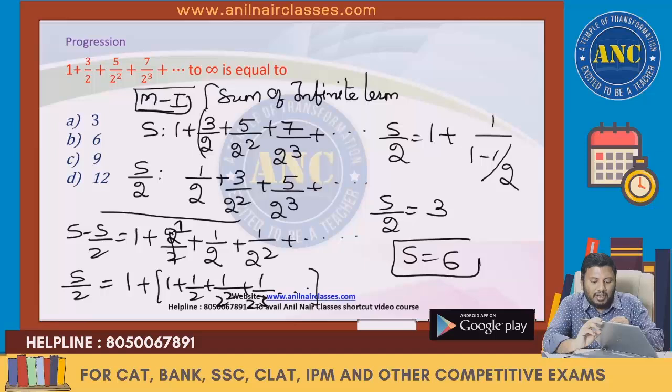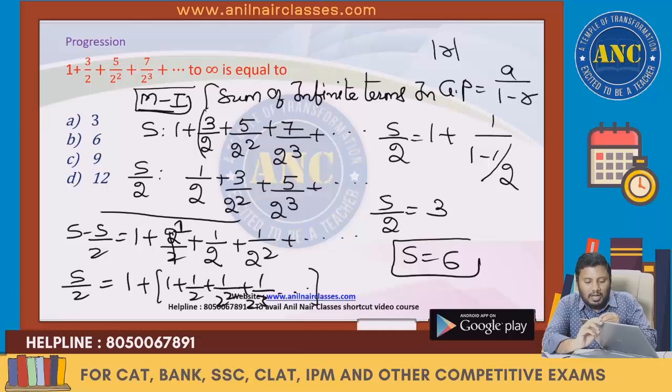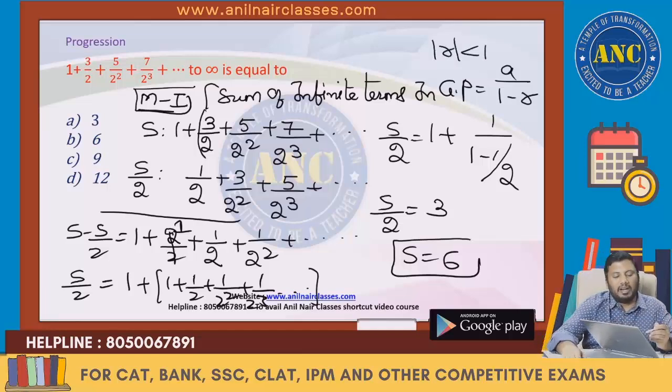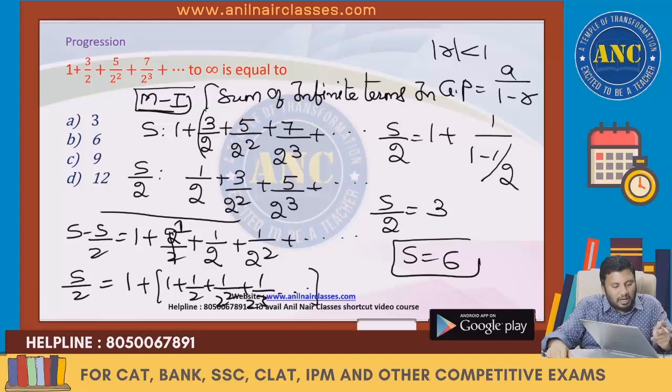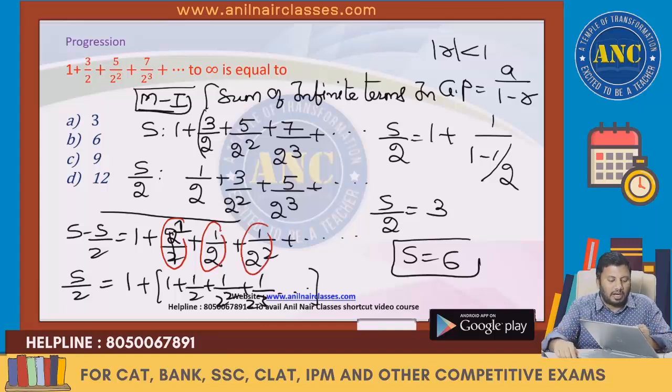Sum of infinite terms in GP is given by a/(1 − r), |r| < 1. So I divided by 2, I just shifted it by one unit to the right: 1/2, 3/2², 5/2³ and so on. S − S/2 is 1, plus 3/2 − 1/2, which is 2/2, then 5 − 3, which is 2/2², 1/2, 2/2³, 1/2² and so on.